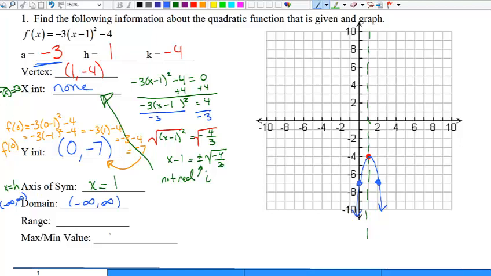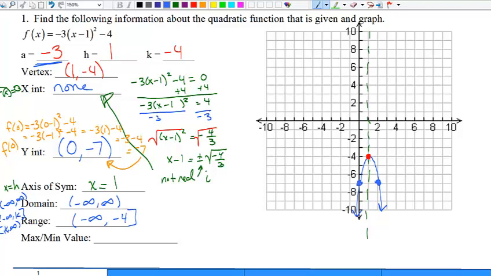The range, in this case, it can go down forever, and the max height we have is at -4. So my range is -infinity until -4. Now the -4 gets to be included. So this range is always going to be -infinity up until k, or k to infinity, depending on if it's pointing up or down.